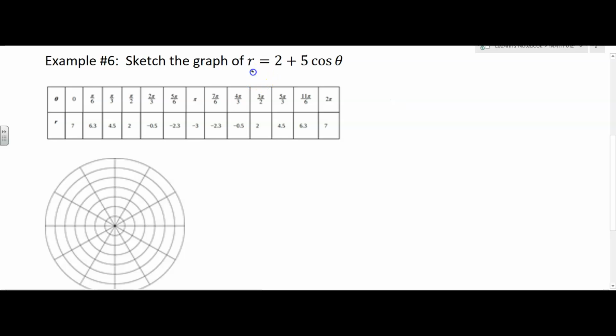So it says sketch the graph, and they have this table of values. I just took it from the book, but you could do that on your own. So let's look at how we're going to graph these. So 0, 7, so that's going 1, 2, 3, 4, 5, 6, 7, and that's that point. Then we're looking at pi over 6, and it's going to be 6.3. It's going to be a little bit in. And then pi over 3 is 4.5, so 1, 2, 3, 4.5, right there. And then pi over 2 was 2, 1, 2.